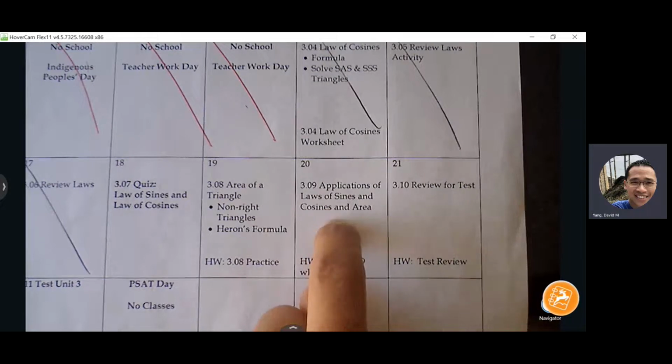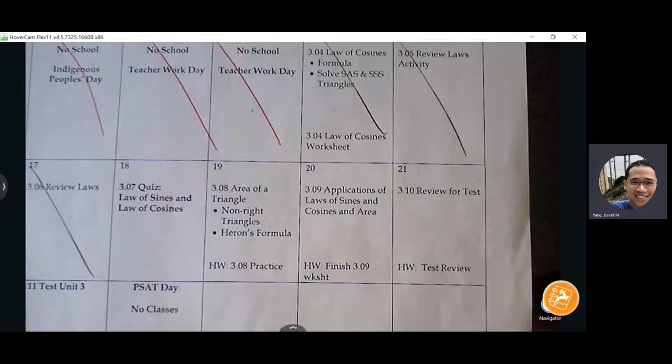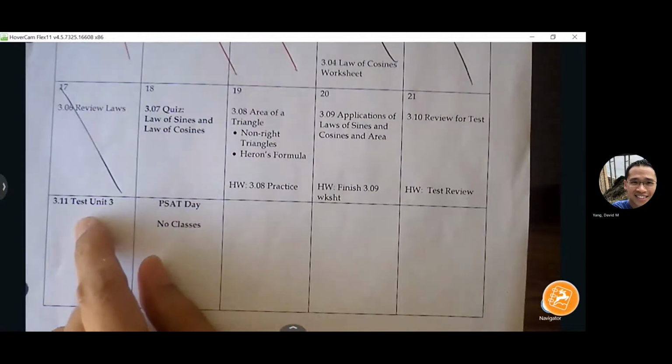Tomorrow, we're going to look at basically the same thing as what we did on the quiz. It's just, what if I gave you the problem in the word problem format? You're still going to fill out the same triangle. You're just having to interpret the word problem and put it onto a triangle. And then Friday review, and Monday test. Yes. Monday. Yeah.